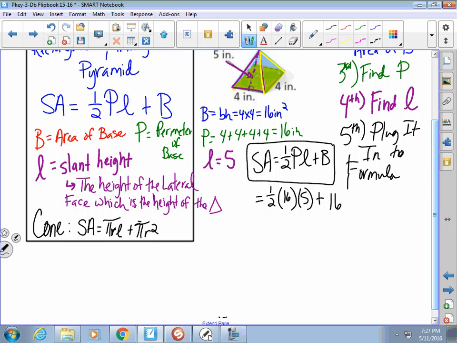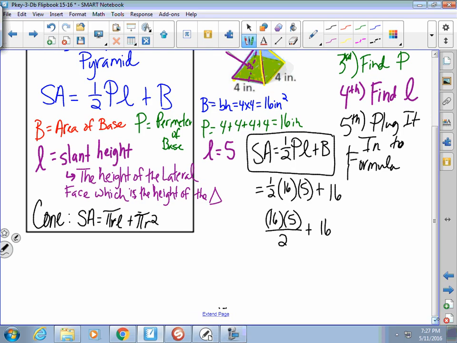Alright, so order of operations says 1/2 times 16 times 5. I think most of y'all know to also restate that as basically 16 times 5 first, divided by 2, plus our 16. So we have to do the multiplication first and then division. When I do that, this comes out to be 40, then plus my 16 gives me a surface area of 56 inches square. So that's example 10.